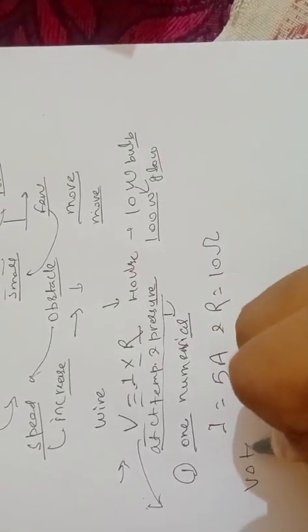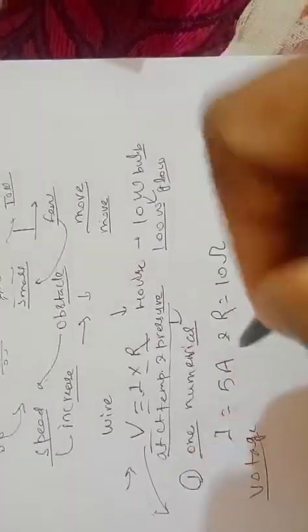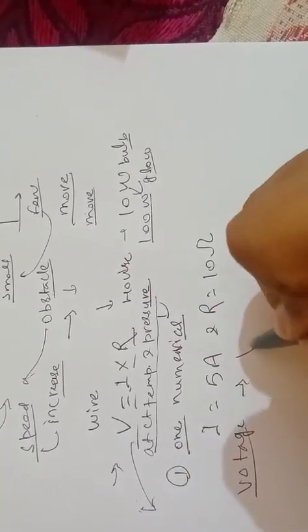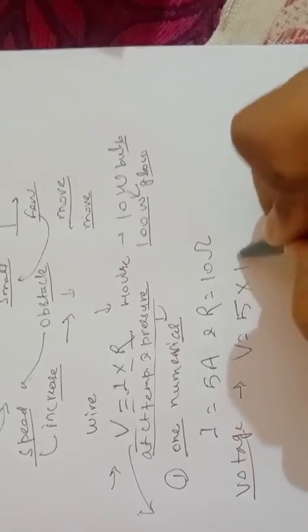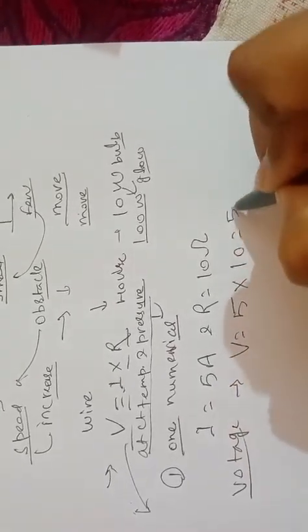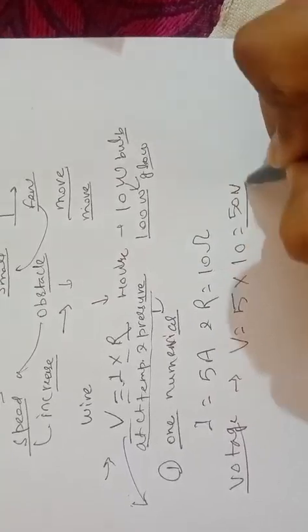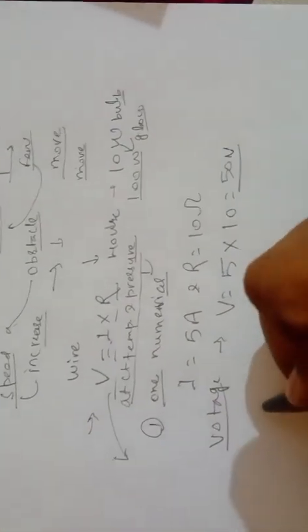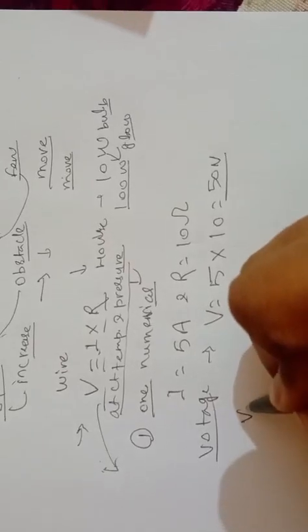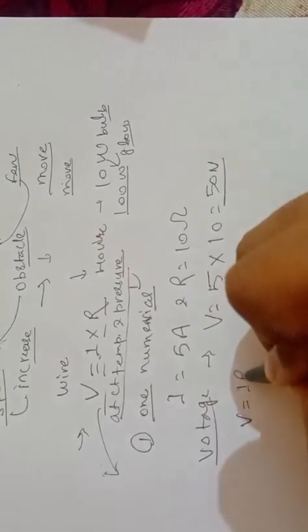So by Ohm's law, we can see that voltage is equal to current, which is 5, into resistance, which is 10, is equal to 50 volt. Okay, so this is it, Ohm's law finally, which is V equal to IR.